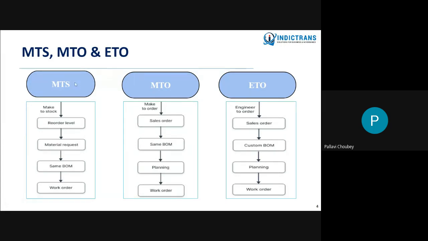So make to stock is basically you define a reorder level for your particular item. Based on the reorder level, a material request is triggered. It can be a material request for manufacture. And once the manufacture material request is created, you can create a production plan. And from there, you can execute the work order.